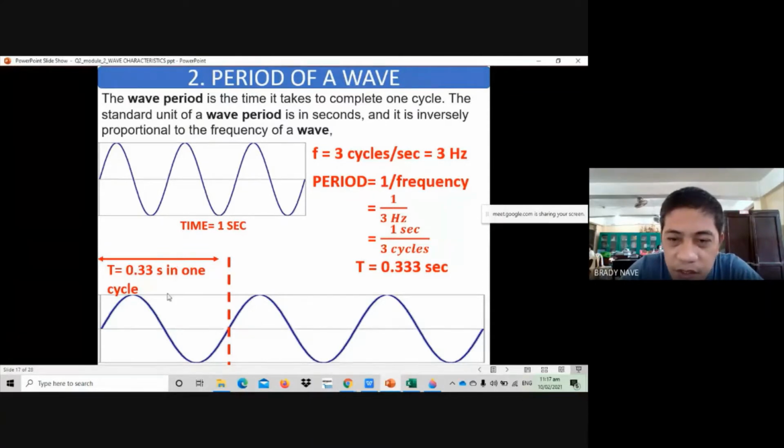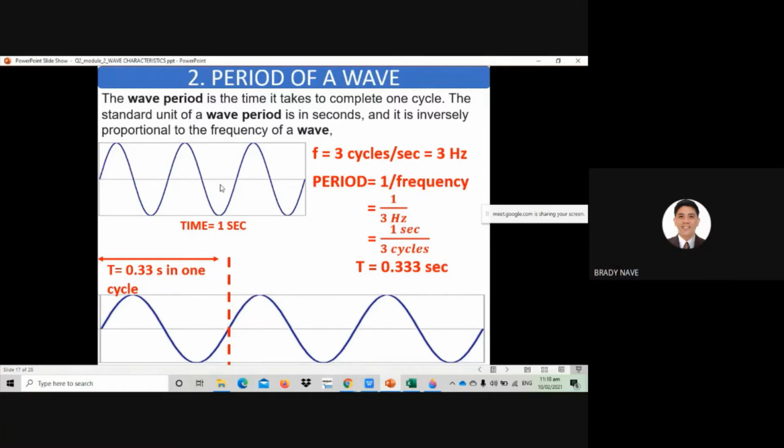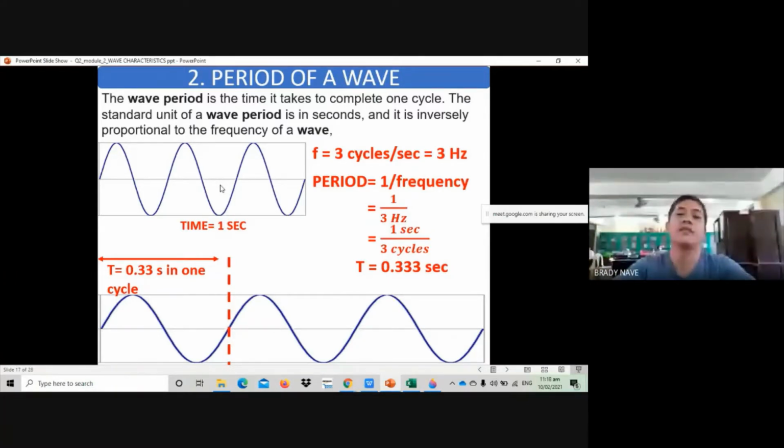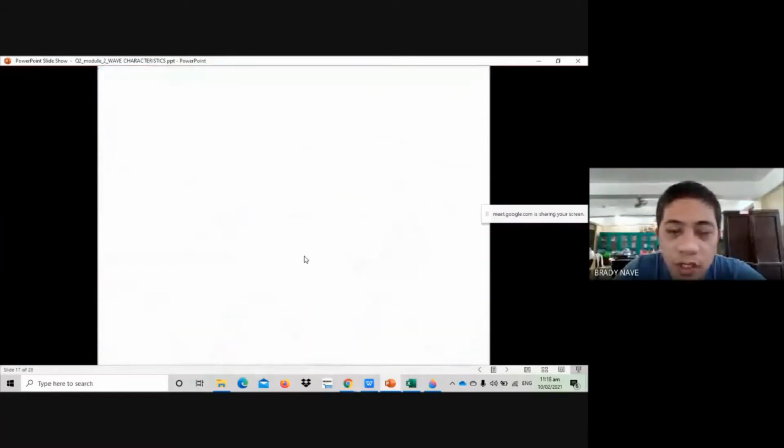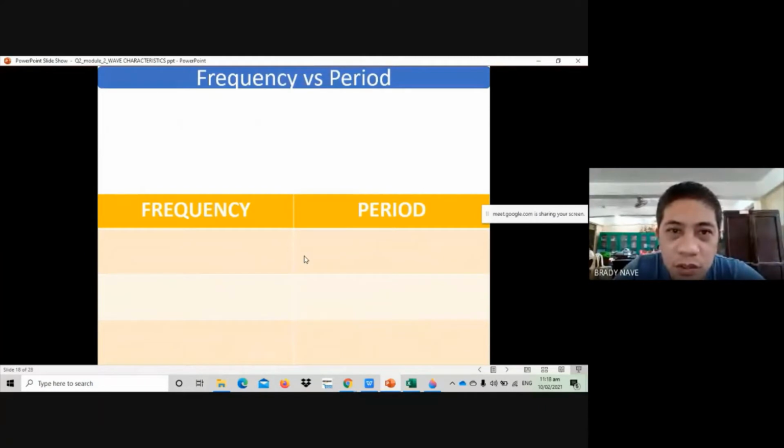So, the frequency is 3 hertz, the period is 0.33. So, in the first cycle, 0.33. In the second cycle, another 0.33. In the third cycle, another 0.33. If you add them, 0.33 seconds, i-multiply natin siya ng tatlong cycle, lalabas ang total time na 1 second. So that's how we solve the period. Okay, madali lang. So let's have more examples.